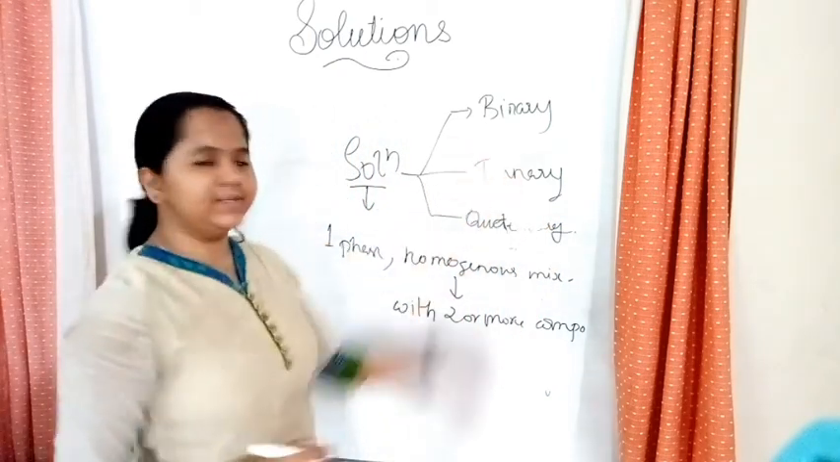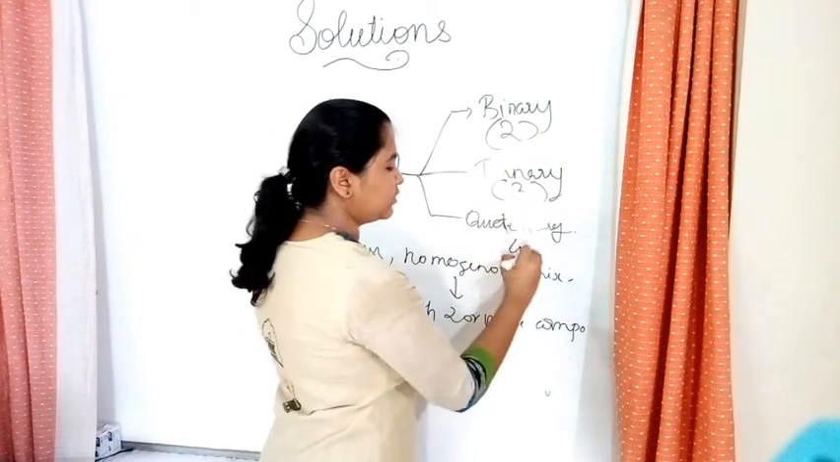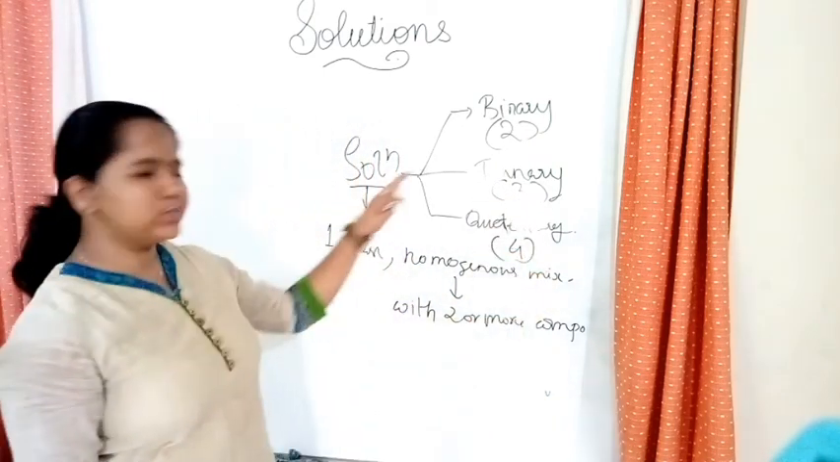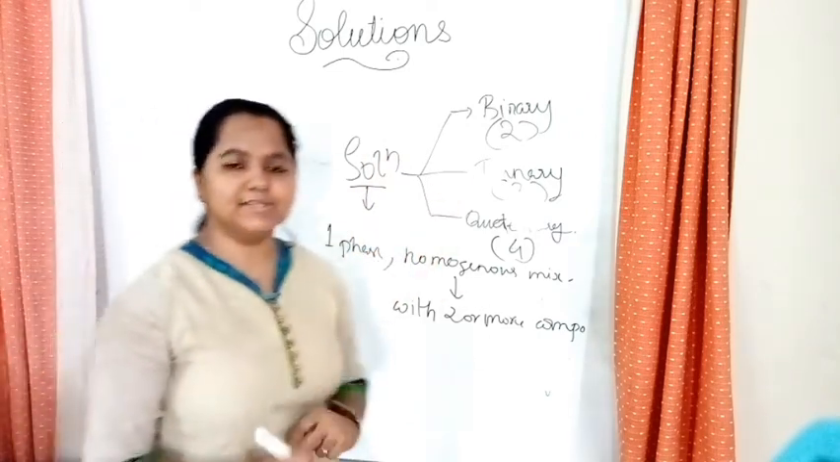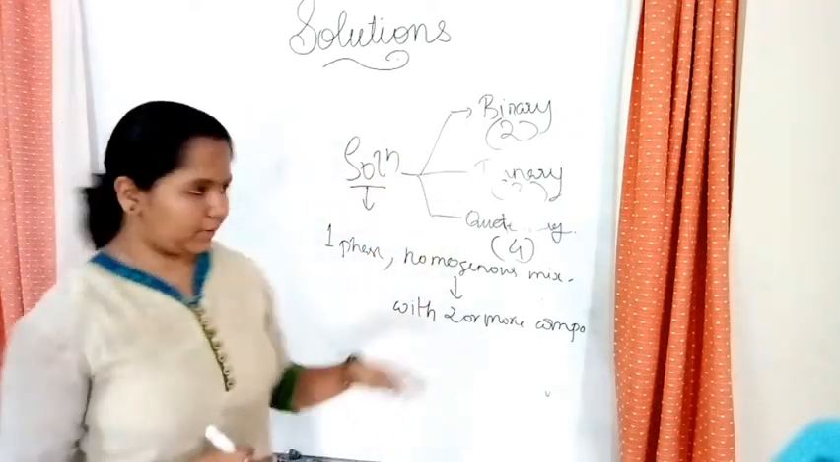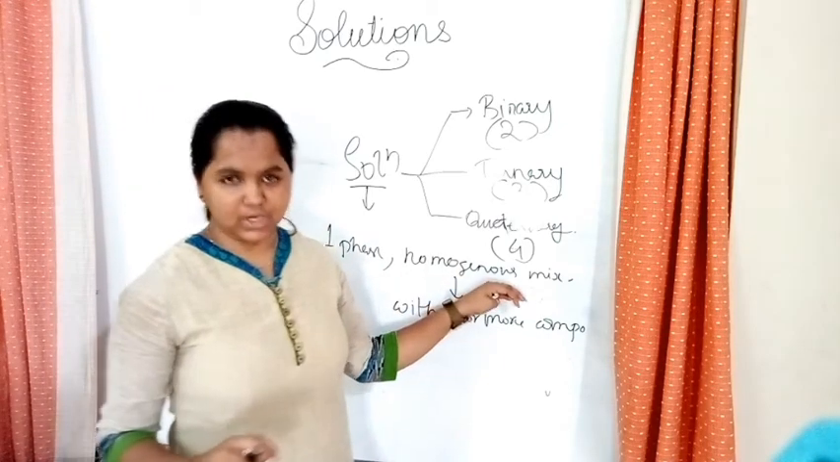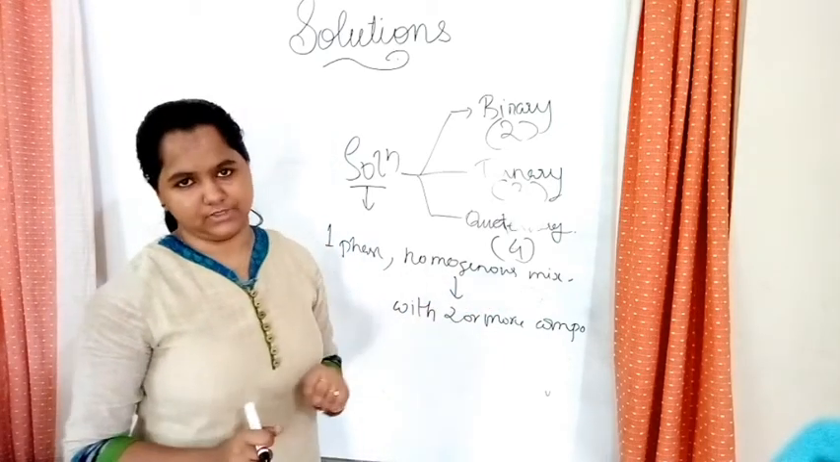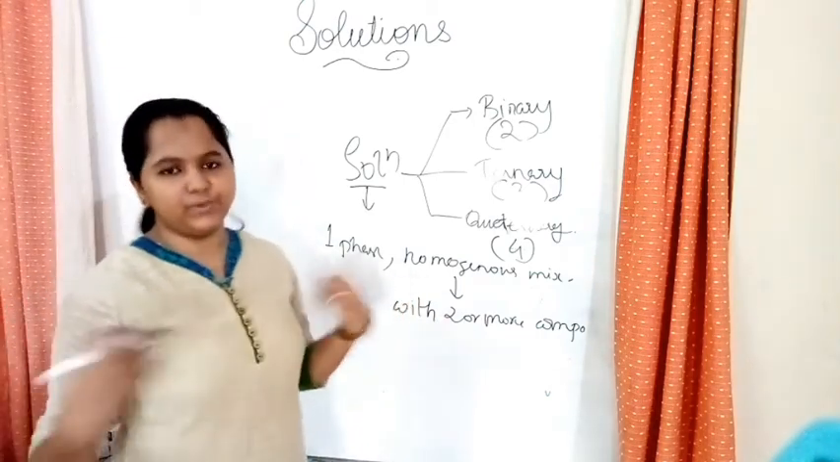Okay, so what is binary? Binary has 2 components, ternary 3 components, quaternary 4 components. So that is what a solution is. What is the classification of solutions? So next one is the properties. I discussed the properties. That is, it is a single phase, it is a homogeneous mixture, it has more than one component, with 2 or more components.